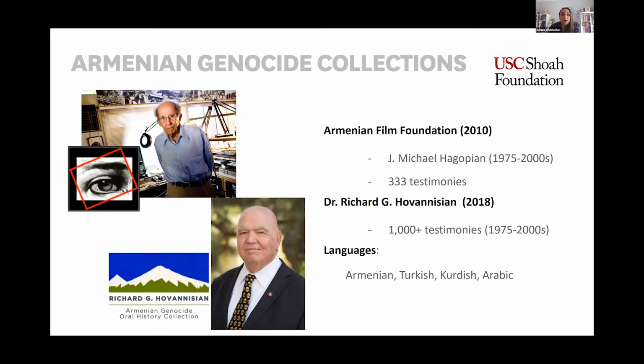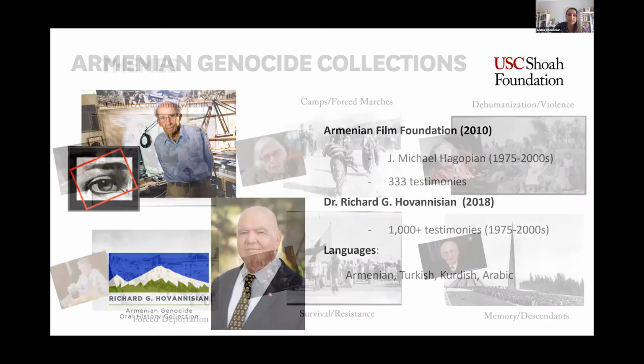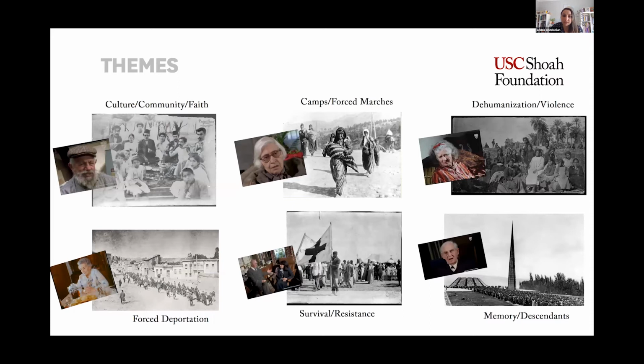our Armenian testimonies come from the Armenian Film Foundation, if you are interested and curious about that, and the Richard G. Hovhannisyan Oral History Collection. And so we do have a bit over 1,000 testimonies connected to Armenian survivors or scholars or any other witnesses of the Armenian genocide in our collection. And they do encompass different themes like culture, faith, forced conversion, deportation, survival, memory, things like this.